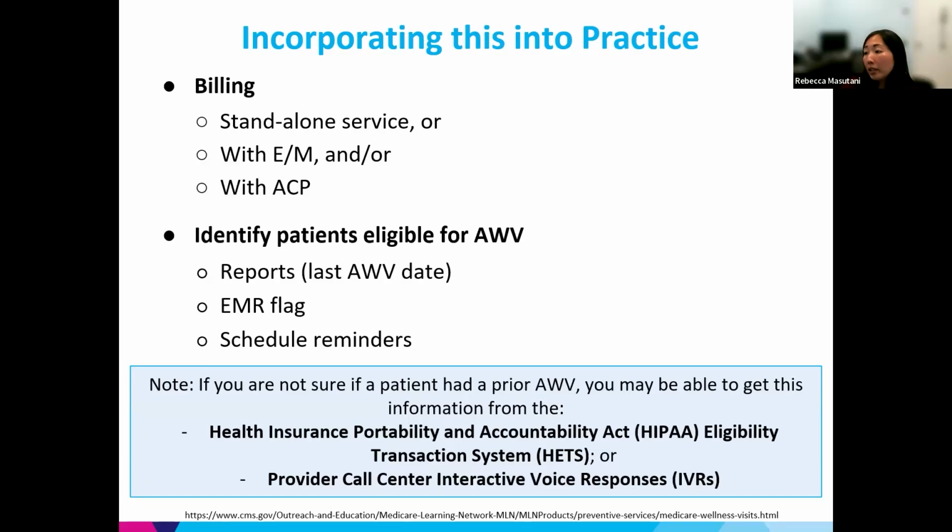With that said, if practices are not sure whether a patient had a prior annual wellness visit, this information can be obtainable through the HIPAA eligibility transaction system or through the provider call center interactive voice response system.